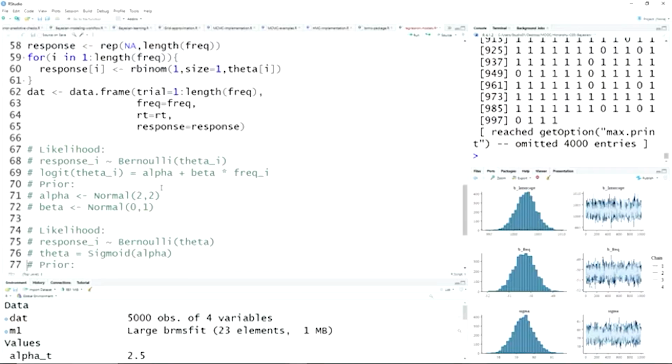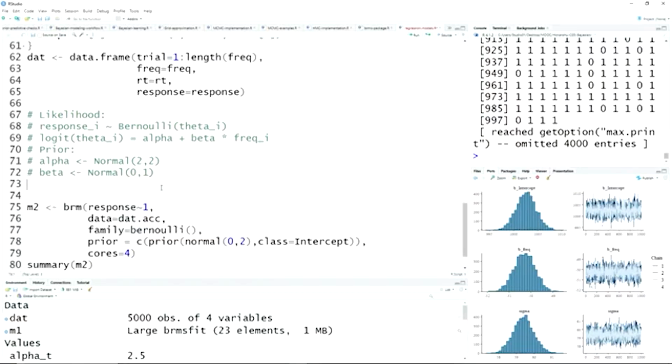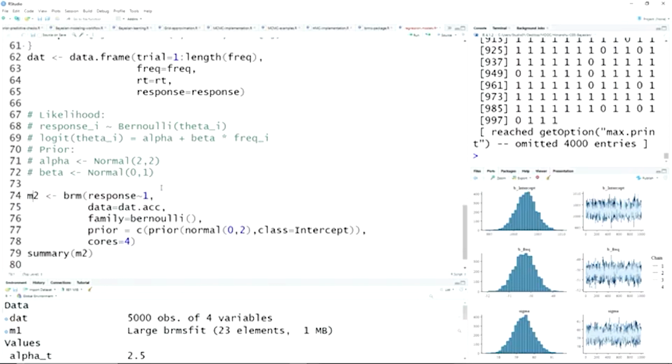So this is your model now. Okay, so let us fit the model. Now here the change will be response is predicted by frequency, not just 1 plus frequency. This is intercept, and this is main effect of frequency. And data is det, family is Bernoulli, good.